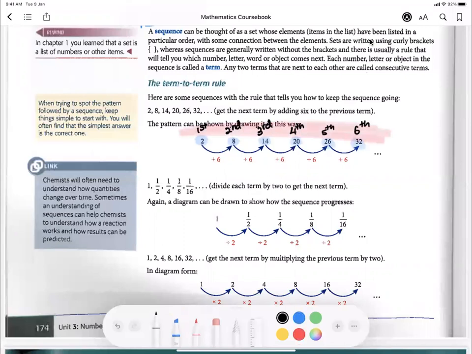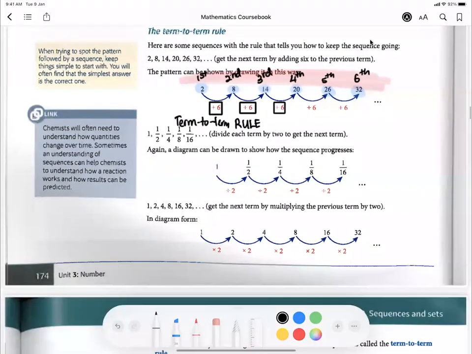So from the first term to the second term, you will get positive 6, which is add 6. You're going to add 6, add 6. If you try it and it repeats itself at least 3 times, then you know this is what you call your rule. But now you must call it your term-to-term rule. It means from one term to another term, what is the rule?